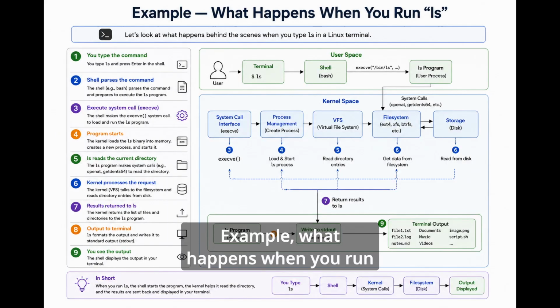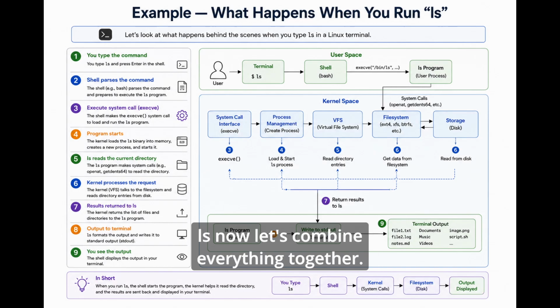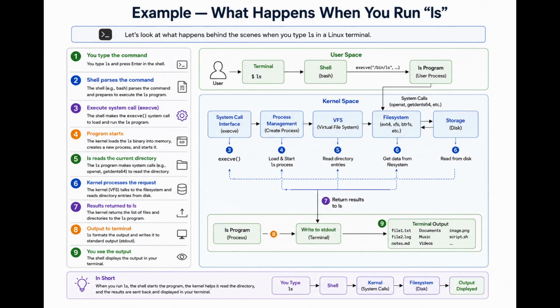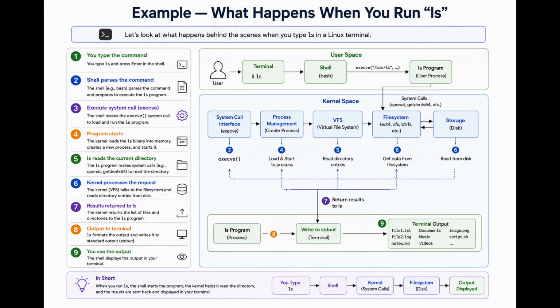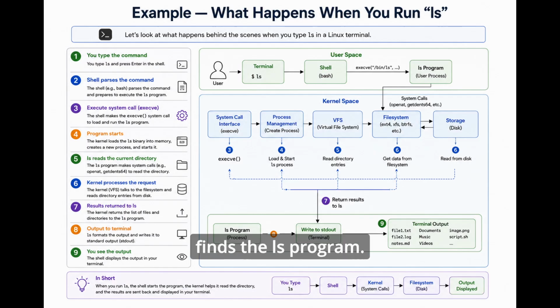13. Example: what happens when you run ls? Now let's combine everything together. Suppose you type ls. What happens internally? First, the shell reads the command. Then the shell finds the ls program. The shell asks the kernel to create a new process. The kernel loads the program into memory.